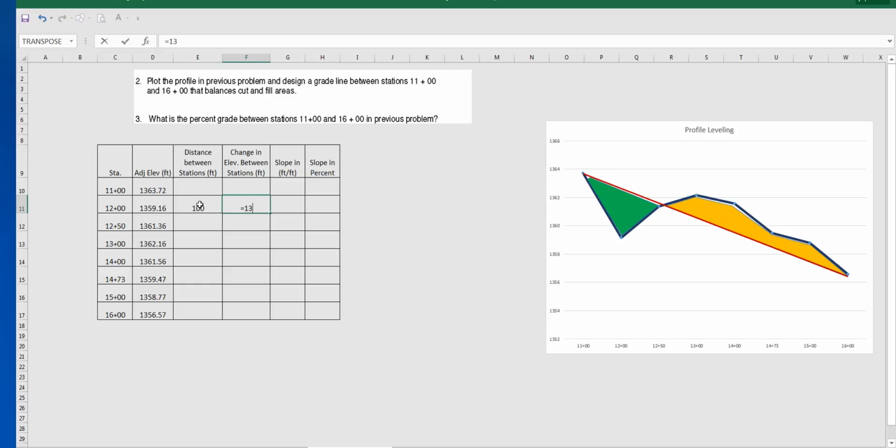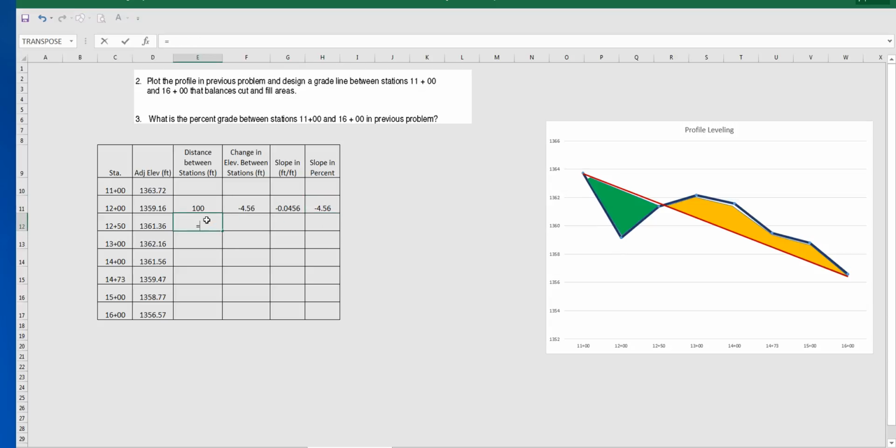Now the change in elevation, 1359.16 minus 1363.72, is the elevation. There is a drop, so it's negative. So the slope is going to be the rise over the run, minus 4.56 divided by 100. That is in foot per foot. Now, if I wanted it in percent, I would take that value and I would multiply it by 100. Okay? So it's 4.56%. Now, I want to note that it's negative, so I know I'm going downhill.